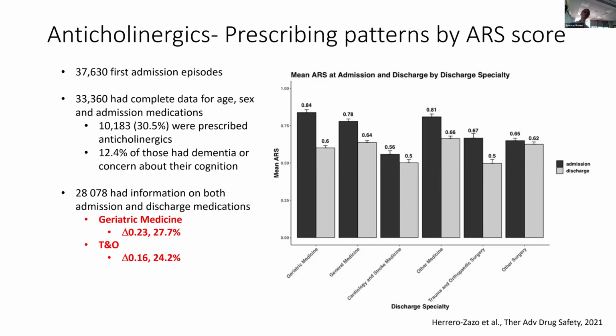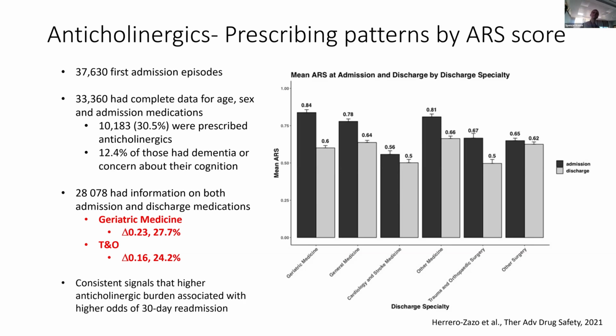So where we're performing CGA, where our focused medication review is a really core part of that treatment process, you get the greatest reduction in anticholinergic burden from admission to discharge, possibly also because these are the patient groups who are most likely to benefit.